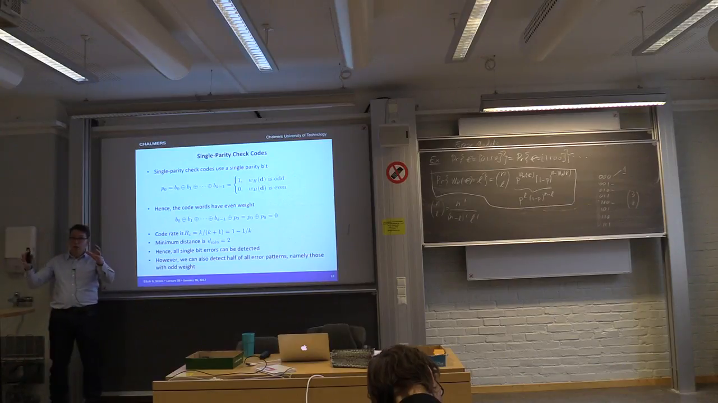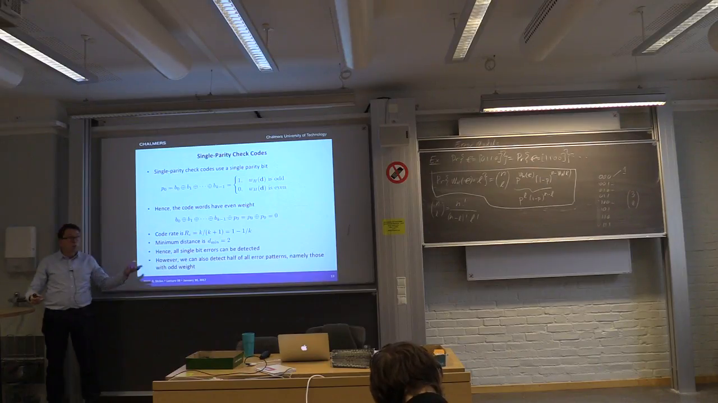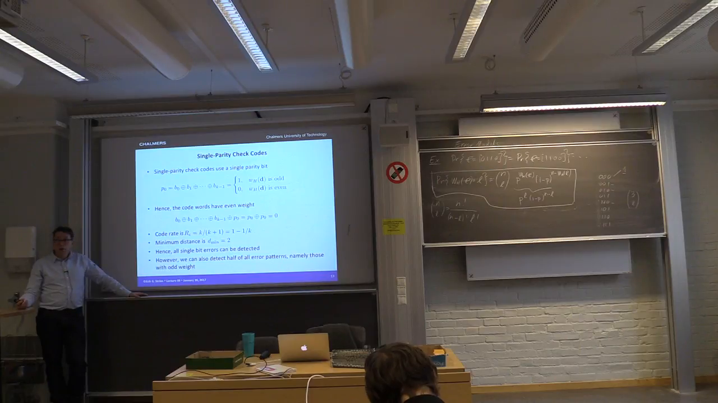Okay, so we have an even number of 1s. If we flip 1 position, we get an odd number of 1s. If we flip 1 position again, we might get an even number of 1s. Right? So the minimum distance is 2, which means that the single parity check code can find all single errors in the code word. So single bit errors are detectable.